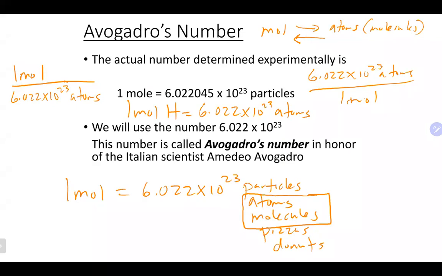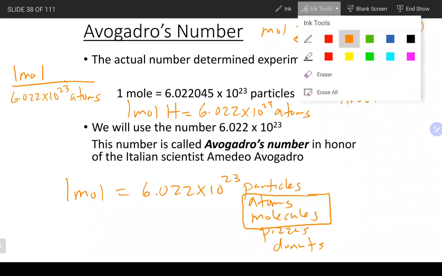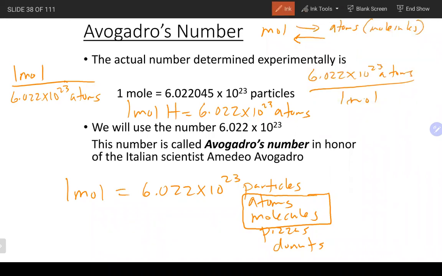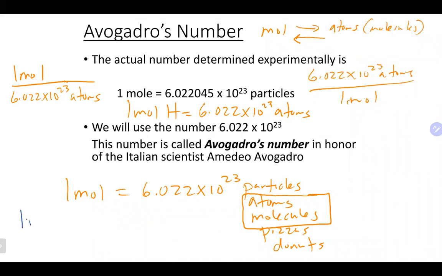You could even apply it to compounds as well. So, if I had 1 mole of water, I would have 6.022 times 10 to the 23 molecules of water. On the top one, we use atoms because we're just talking about one element by itself, like hydrogen. On the bottom one, we're talking about water, which is a molecule. So we use molecules for the units there associated with Avogadro's number.